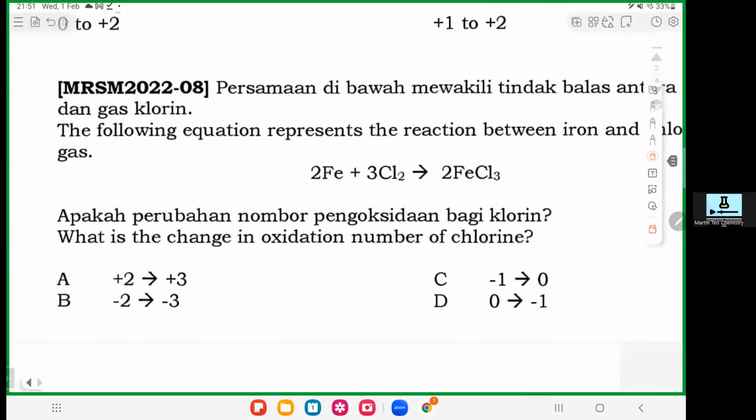Okay, what is the change in oxidation number for chlorine? So chlorine, only focus on the Cl here. On the left-hand side, anyone can tell me what is the oxidation number for chlorine on the left? Very good. 0, because the chlorine here only has 1 species, only Cl, nothing else, so it's an element. Element is 0. Now, anyone can tell me what is the oxidation number for chlorine on the right-hand side?